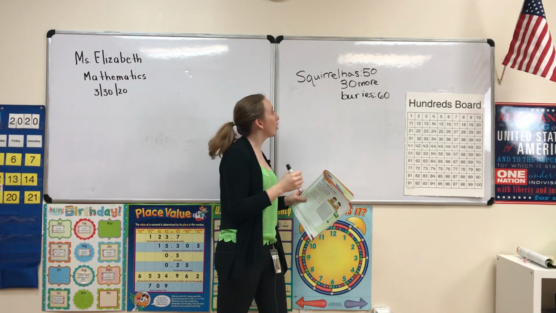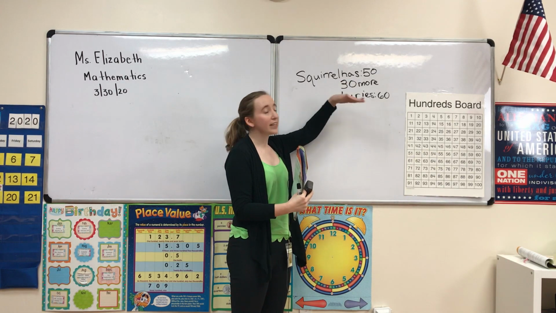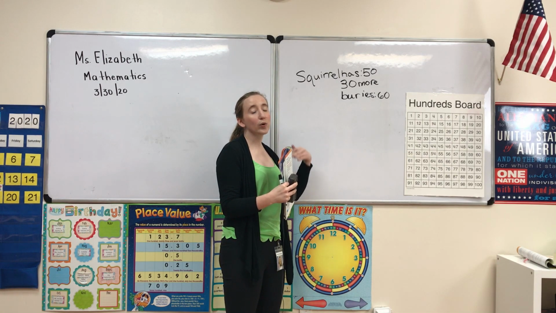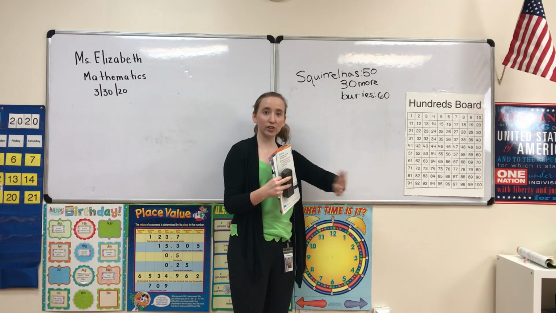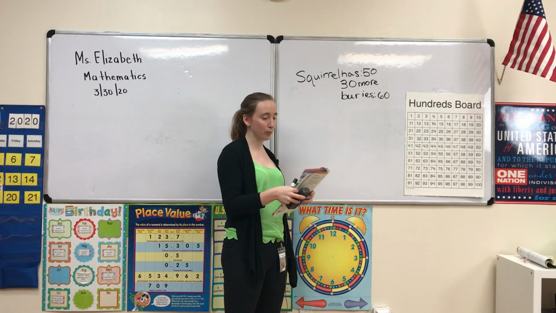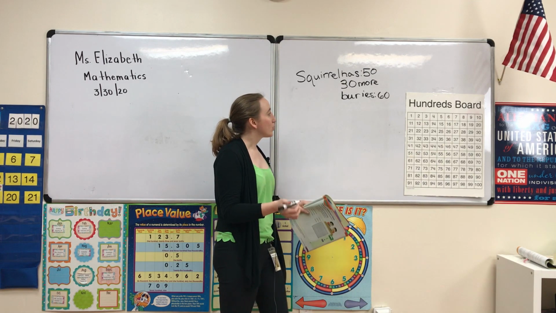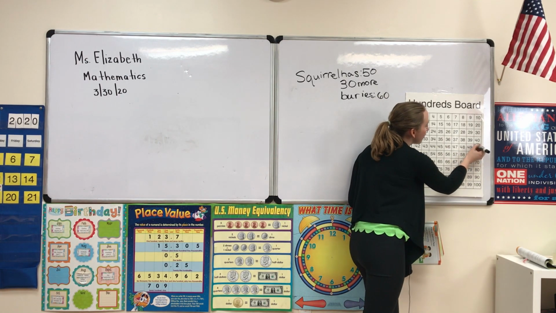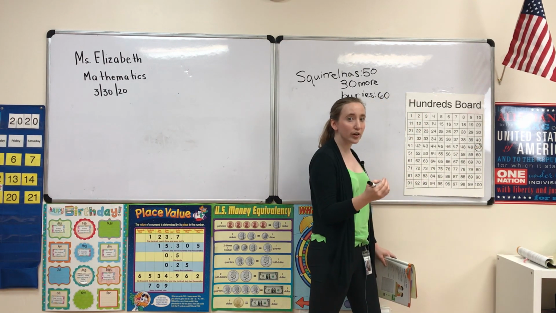Okay, so this involves more, which is addition. We're adding more. After we add, we're going to then subtract, because burying, she's putting them away. She doesn't have them anymore. So on your hundreds chart, we're going to start by circling 50. That's what she's starting with.